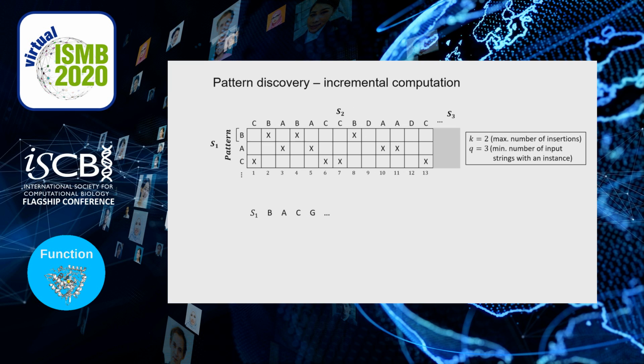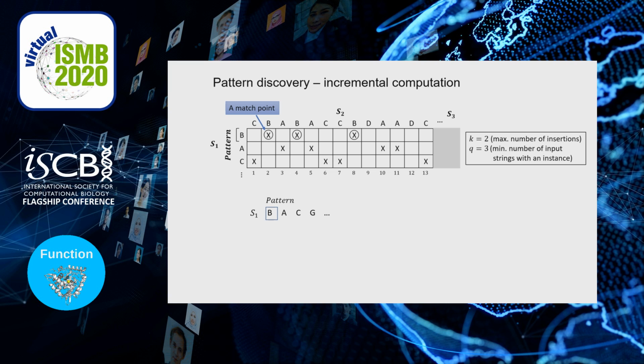To illustrate the computation, consider a table where the rows represent the input string S1 and the columns represent the other input strings. The cells in the table that are marked with the letter X correspond to match points, where the letters in the two compared strings are the same. For example, the first character in S1 is a B, and the second character in S2 is also a B, so this cell is marked as a match point.